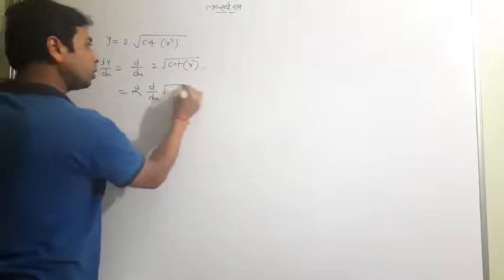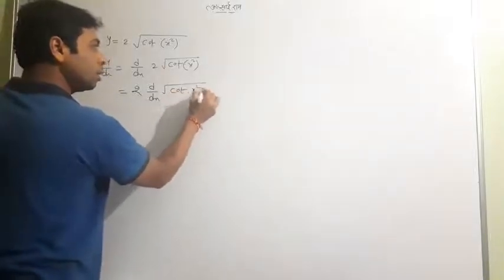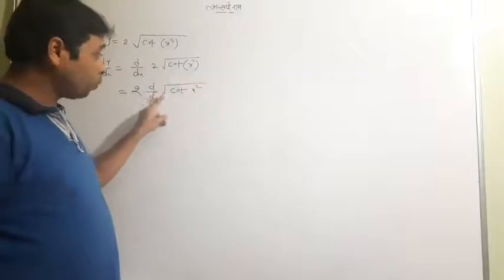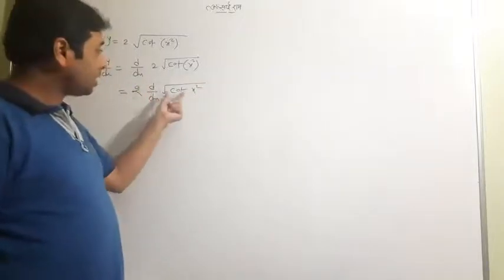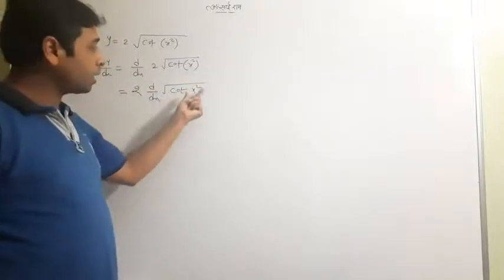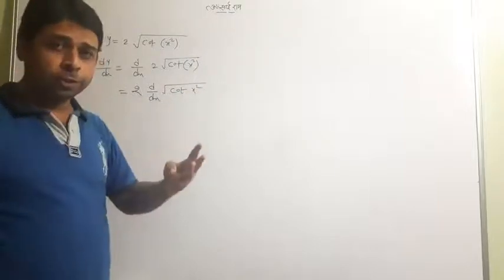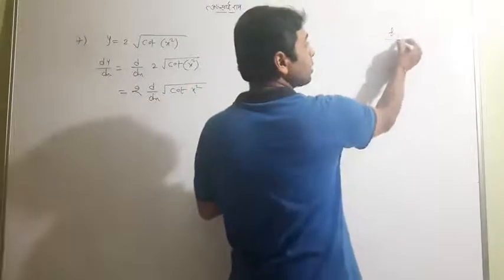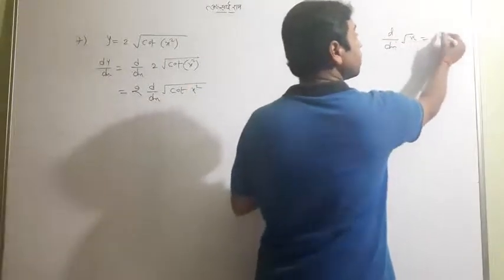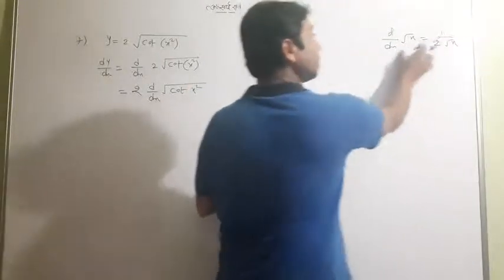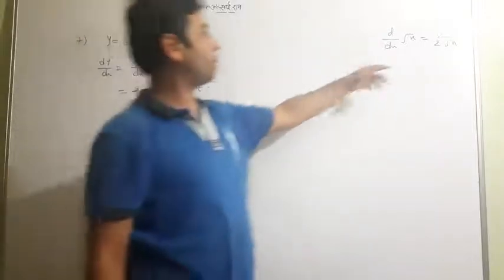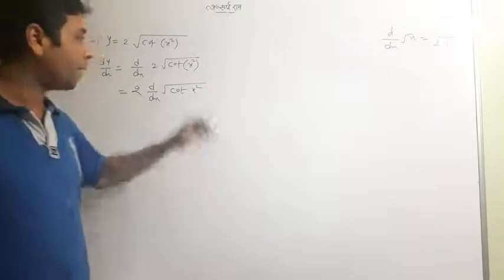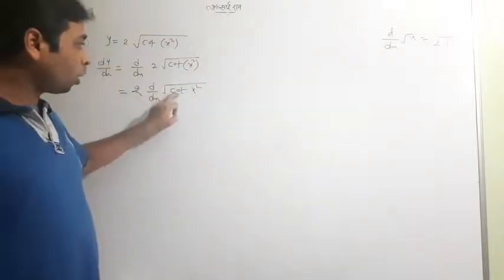Now the major question is this: identify the number of functions. First is a square root, second is a cot, and third is x square. So 3 functions. First is the square root, which you remember follows this: 1 by 2, same, this and this. Look at both, the same, but instead of x, what is coming? Cot x square. So we have 3 functions: the square root function, the cot function, and x square.